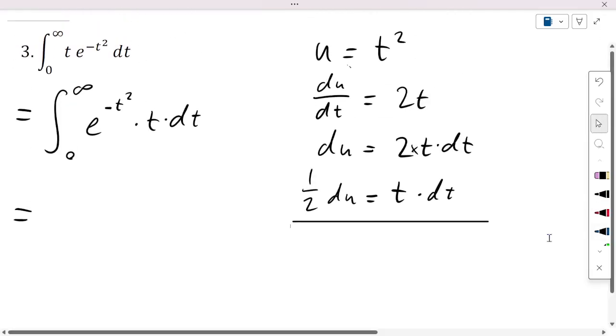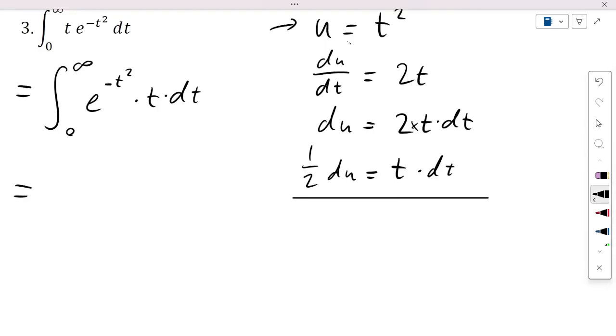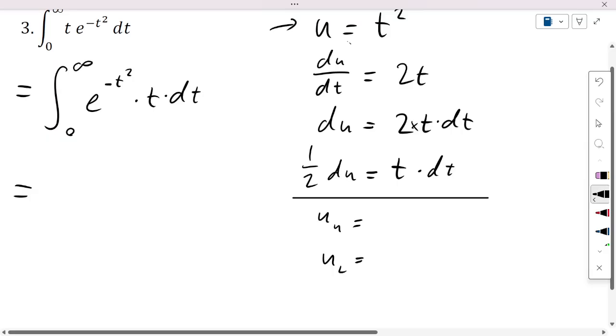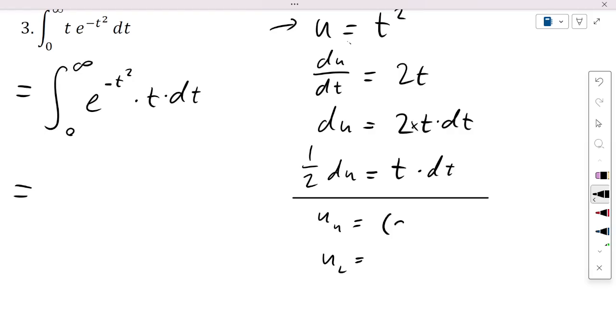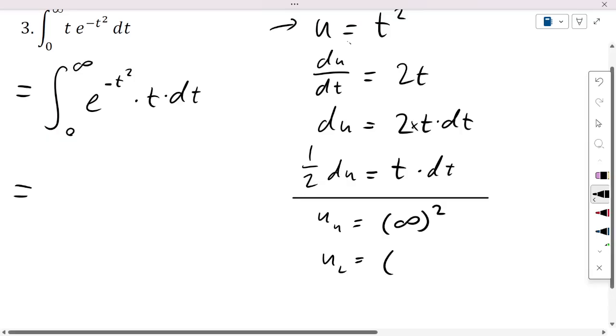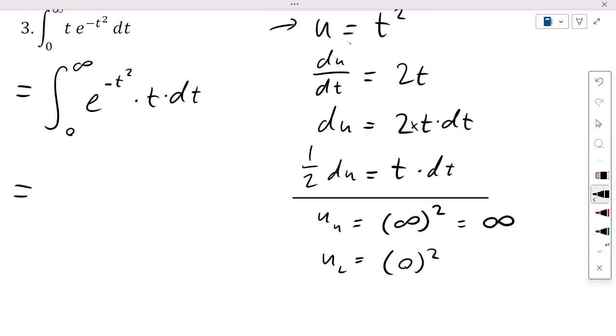So this is how we're going to do it. Note that u is equal to t squared, meaning in order to find our upper u limit and lower u limit, we just need to substitute the upper and lower limits of the original, which was t is equal to infinity and t is equal to 0. So the upper limit we're going to say infinity squared, and the lower limit is going to be 0 squared, and infinity squared is just going to be equal to infinity, and 0 to the power of 2 is just equal to 0. So it's basically the same thing that we had.